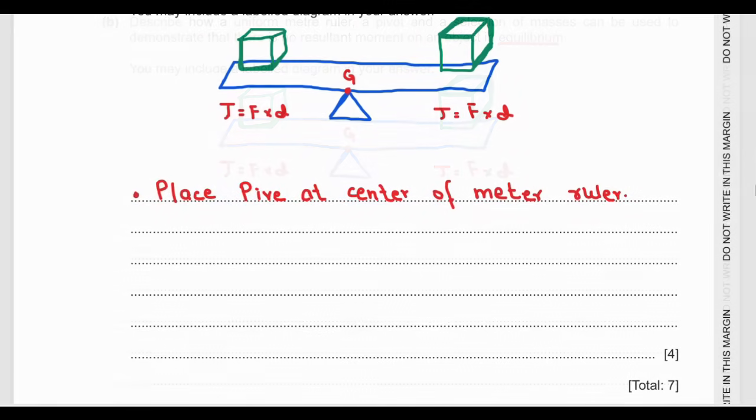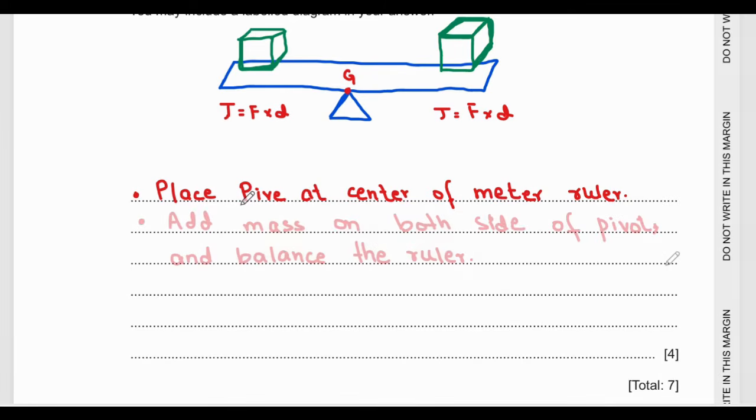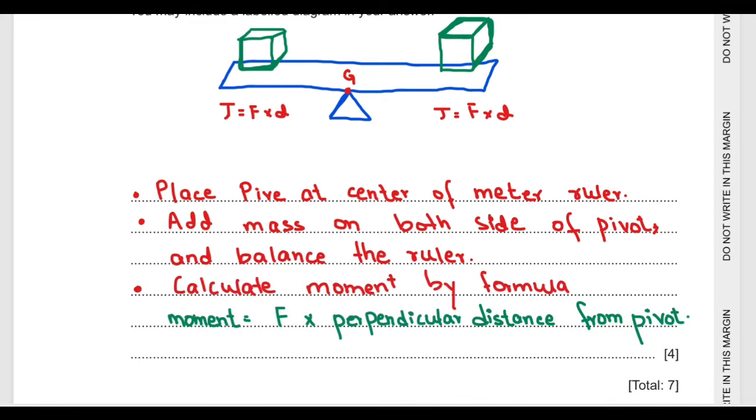Firstly, we'll place a pivot at center of the meter ruler. Then we will add mass on both sides of pivot and balance the meter ruler. After it, we'll calculate the moment on each side by the formula moment is equal to force multiplied by perpendicular distance from the pivot.